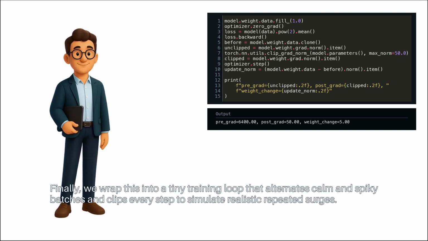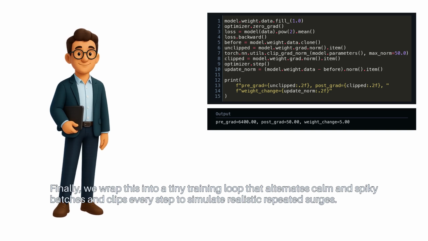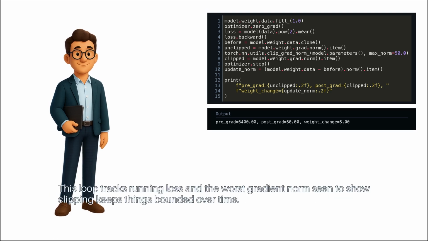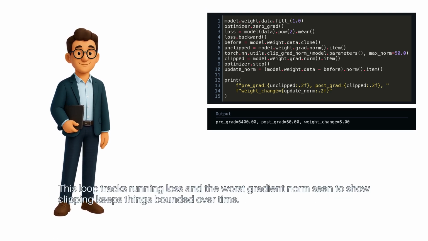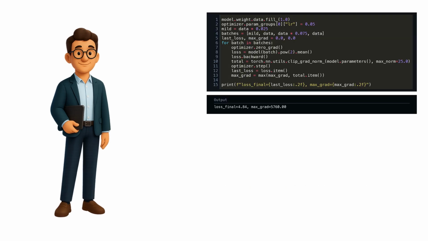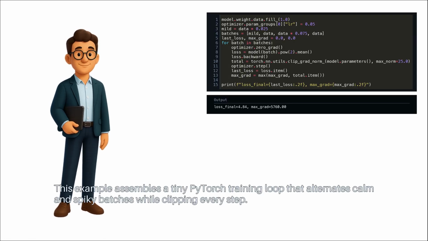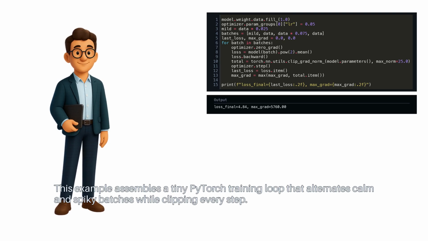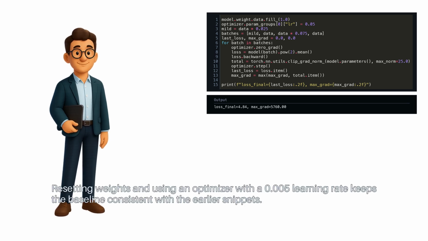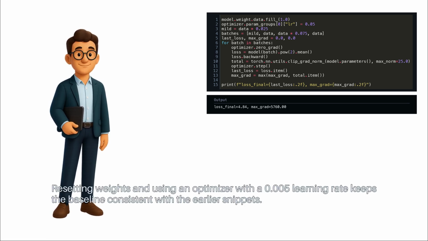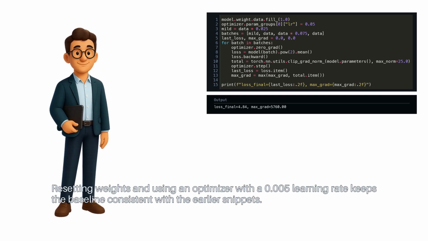Finally, we wrap this into a tiny training loop that alternates calm and spiky batches and clips every step to simulate realistic repeated surges. This loop tracks running loss and the worst gradient norm seen to show clipping keeps things bounded over time. This example assembles a tiny PyTorch training loop that alternates calm and spiky batches while clipping every step. Resetting weights and using an optimizer with a 0.005 learning rate keeps the baseline consistent with the earlier snippets.